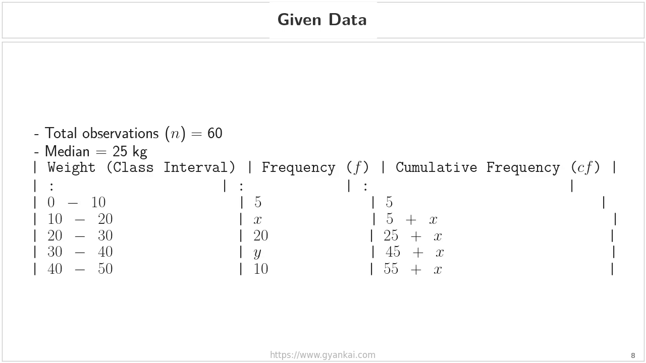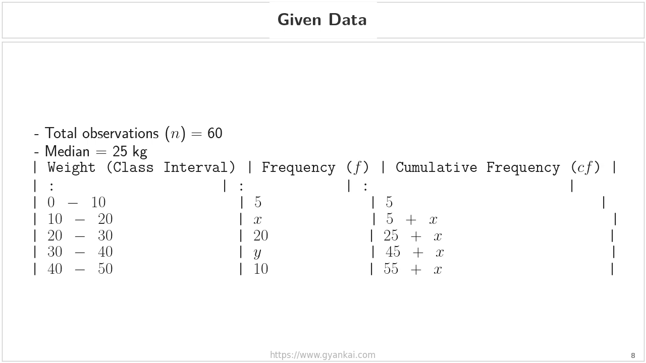Now, let's examine our frequency distribution table. We have 5 weight intervals, or class intervals, ranging from 0 to 10, up to 40 to 50. Looking at the frequency column, we can see some values are known, such as 5, 20, and 10, but we have two unknowns, which we've labeled as x and y to prepare for our calculations in the next steps.